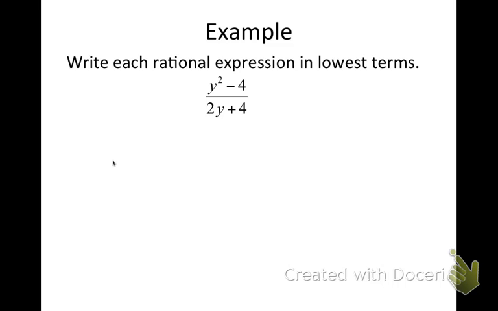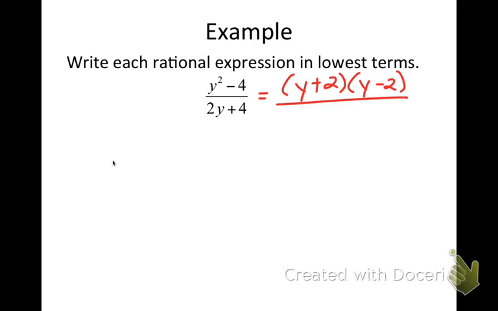Let's go to this one. Y squared minus 4 in my numerator. 2y plus 4 is in my denominator. Go ahead and factor the numerator. Good. So we got y plus 2, y minus 2.